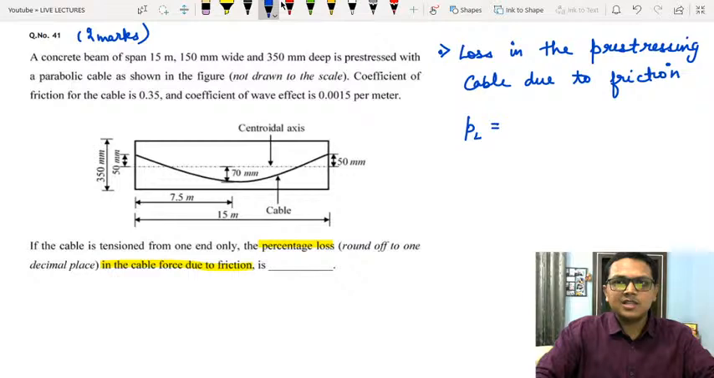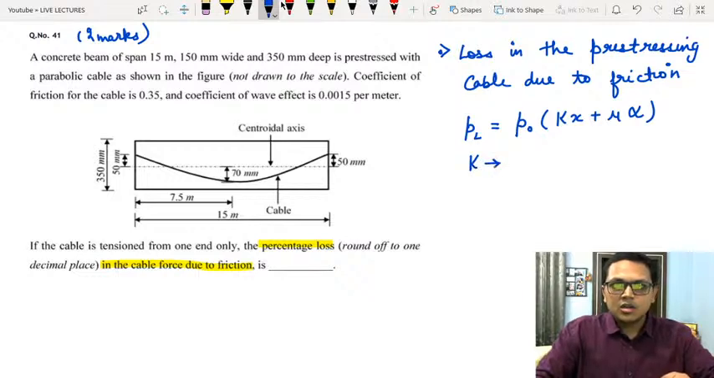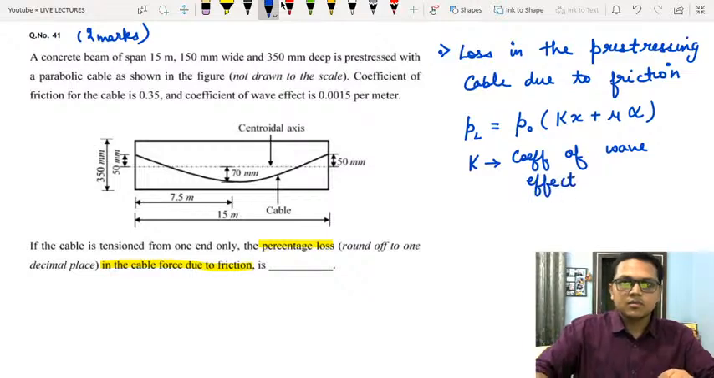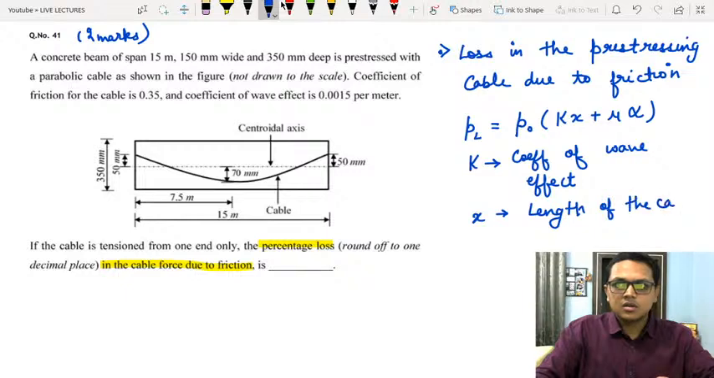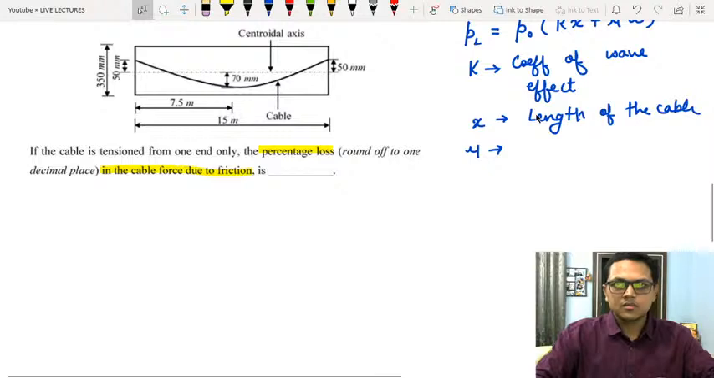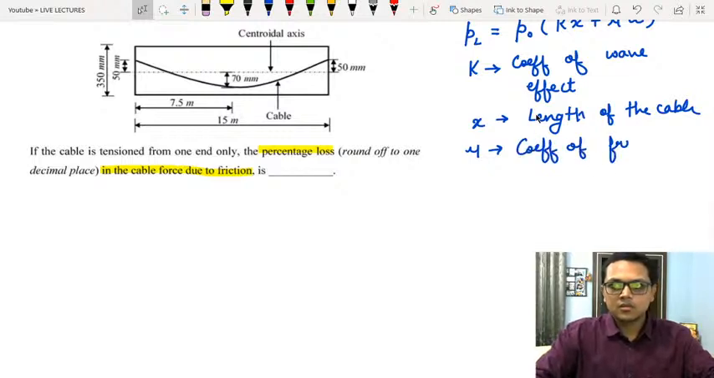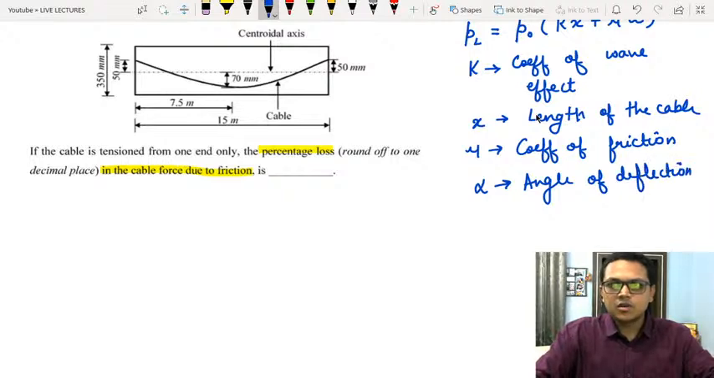Now PL, represented by the loss in the pre-stressing force in the cable, is equal to P naught, the initial pre-stressing force in the cable, multiplied by Kx plus mu alpha, where K is the coefficient of wave effect, x is the length of the cable, mu is the coefficient of friction, and alpha is the angle of deflection of the cable.